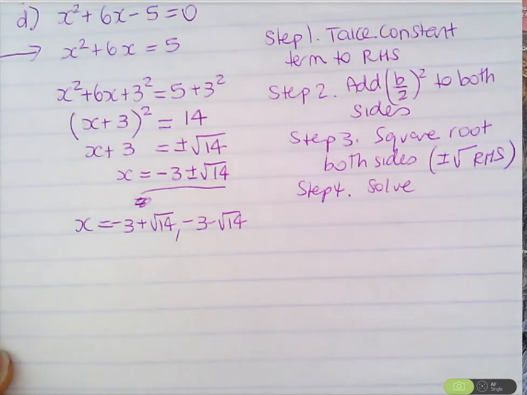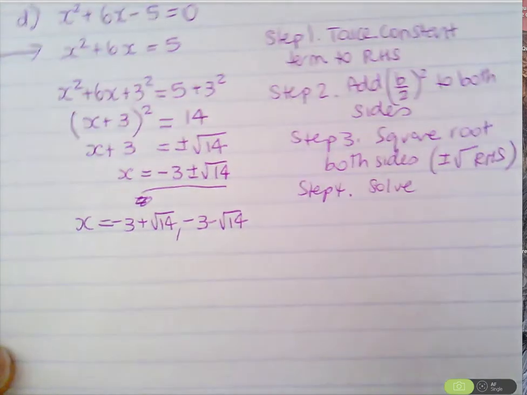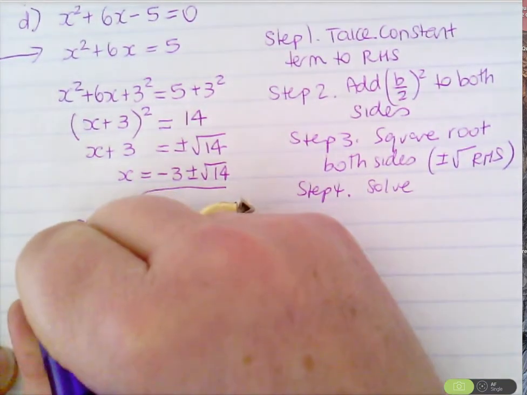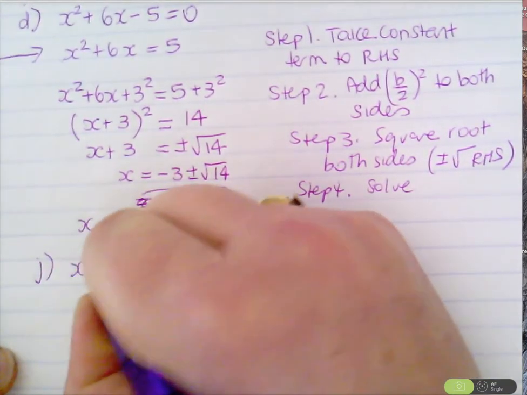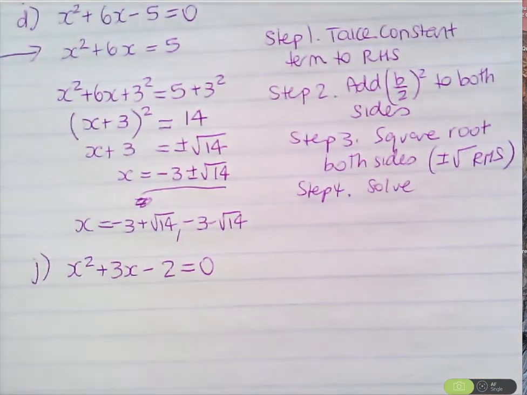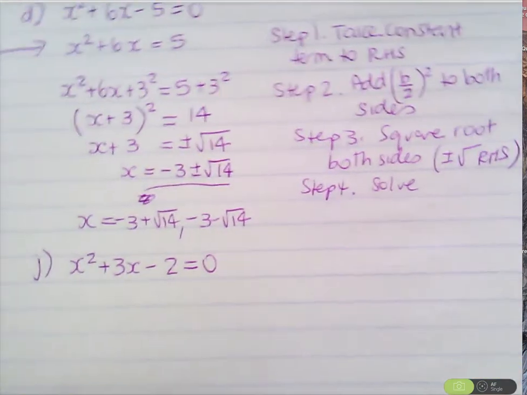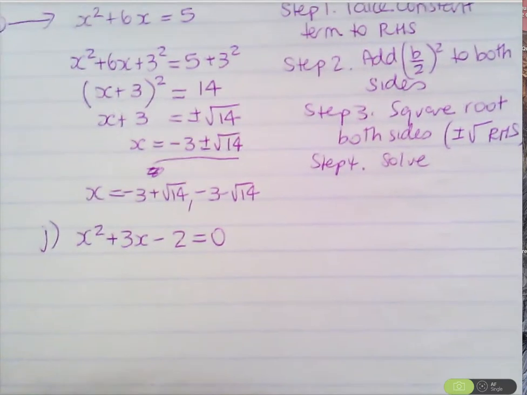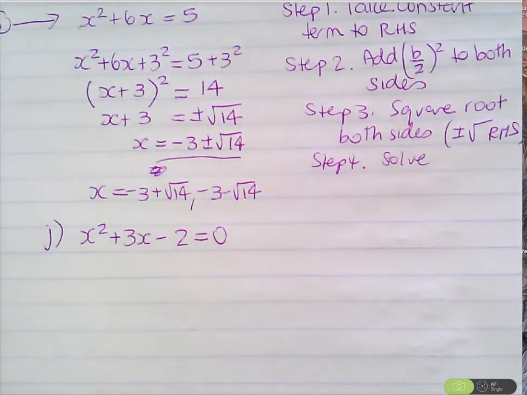All right, I'm going to do another question here. X squared plus 3x minus 2. So that's question J. So solve this by completing the square. So girls, that's actually not a long one. Some of them get longer. What's the first step?